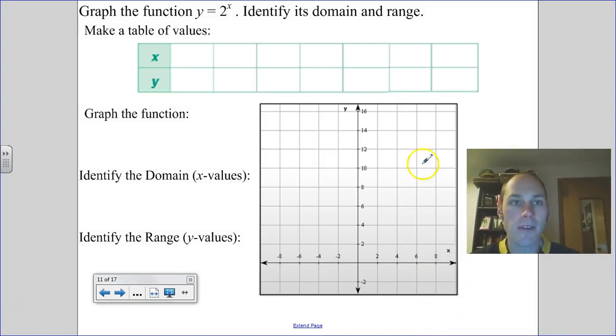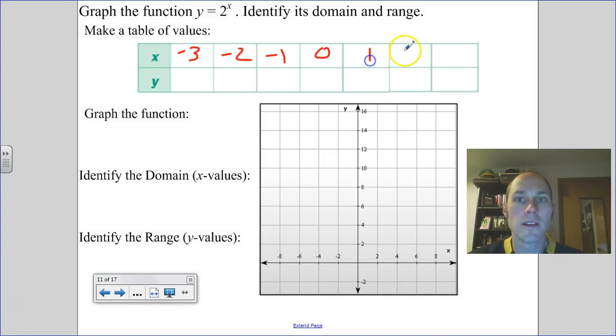So let's work on graphing. Let's say we have these values here. Let's just come up with some of these. Let's start at negative 3. So negative 3, negative 2, negative 1, 0, 1, 2, and 3. So let's evaluate this function and see what the graph looks like.